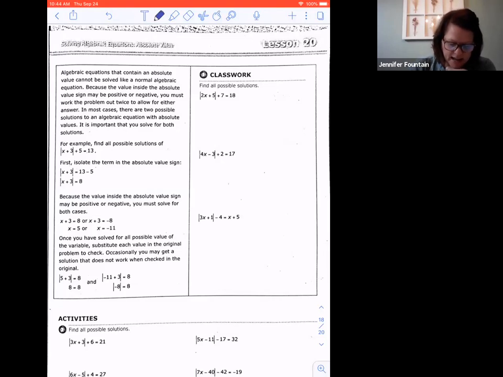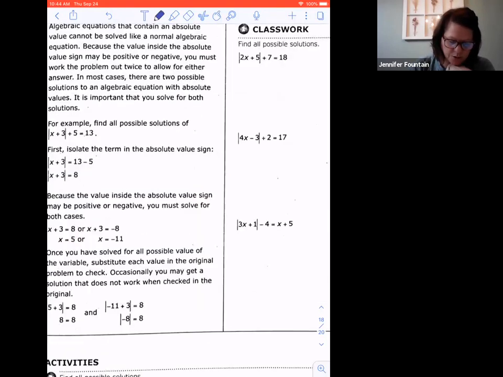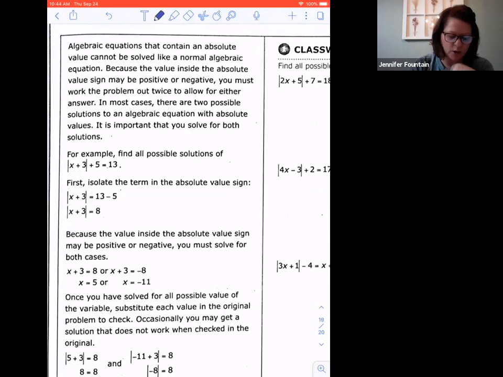Okay, so we're going to have some steps that we need to go through, and it says algebraic equations that contain an absolute value cannot be solved like normal algebraic equations. Okay, so this tells us that we are going to have some different steps. Because the value inside the absolute value sign may be positive or negative, you must work out the problem twice to allow for each answer.